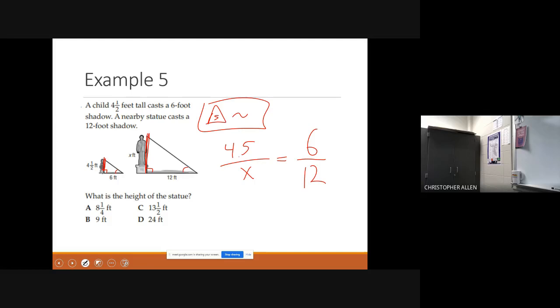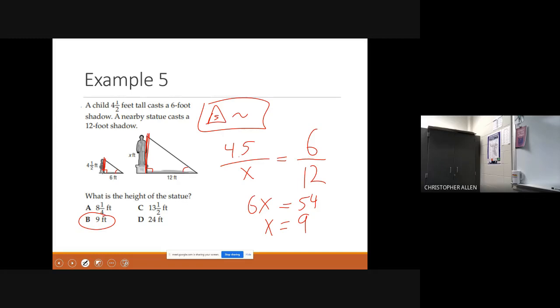So when we cross multiply here, I want to make sure I don't do this incorrectly, 4.5 times 12 is 54. And then of course this is 6x. Divide both sides by 6, and you will get an answer of 9. So that means that the height of the statue in this case is 9 feet.